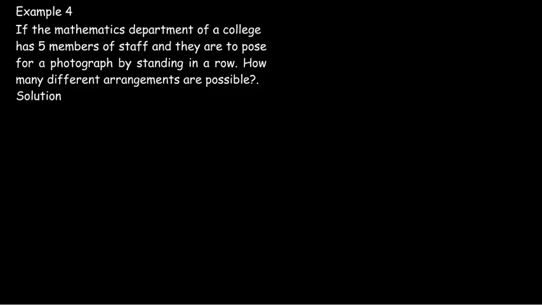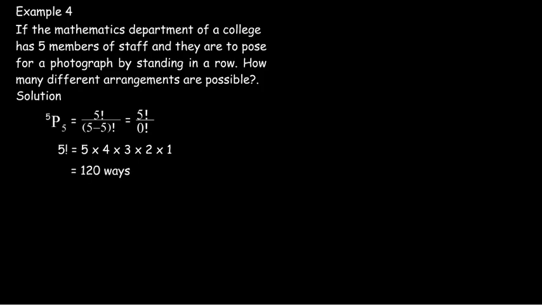Our final question states: if the mathematics department of a college has 5 members of staff and they are to pose for a photograph by standing in a row, how many different arrangements are possible? Now we are going to be arranging 5 people and the order is also 5. It's going to be 5 permutation 5, which should be equal to 5 factorial divided by (5 minus 5) factorial, which is equal to 5 factorial divided by 0 factorial. We know that 0 factorial is equal to 1, so 5 factorial will be equal to 5 times 4 times 3 times 2 times 1, which is equal to 120 ways.